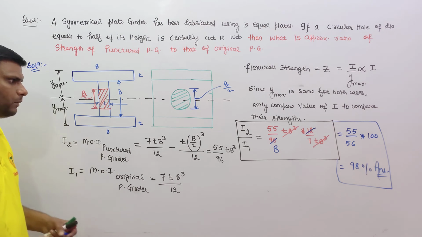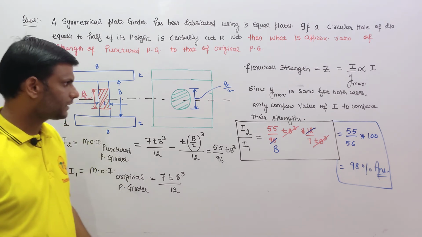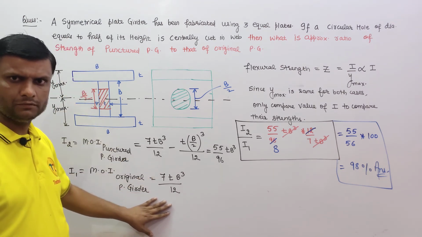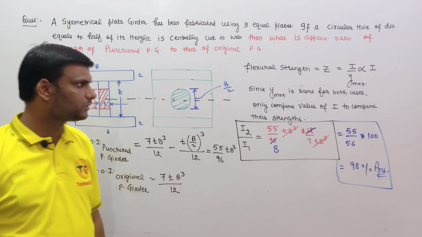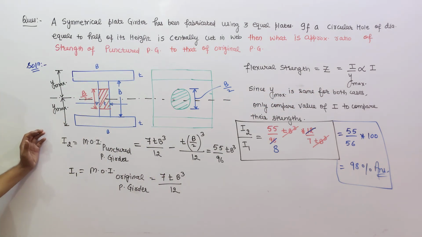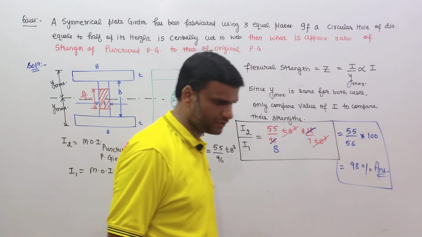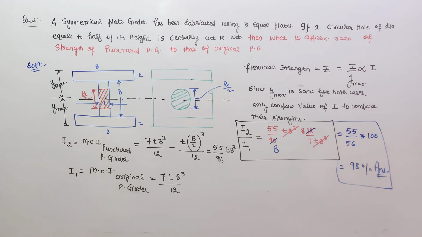Very important problem. In this particular problem, we had a symmetrical plate girder, in which the original I1 was this one and the punctured I2 was this one. We have to calculate the ratio of I2 and I1 because Y maximum is the same for both the cases, either for the punctured case or the original case. Please note this down. After that we will discuss another problem. Very important question.